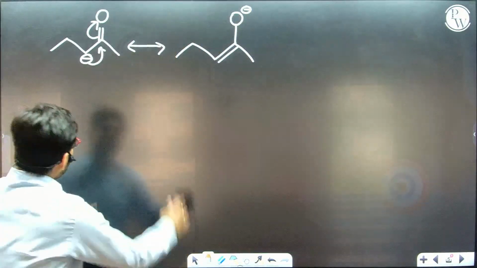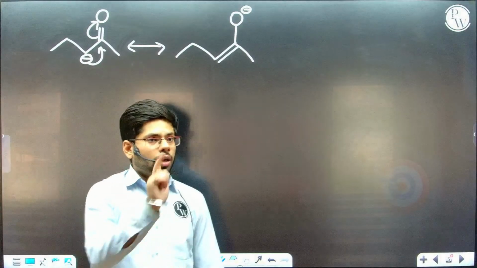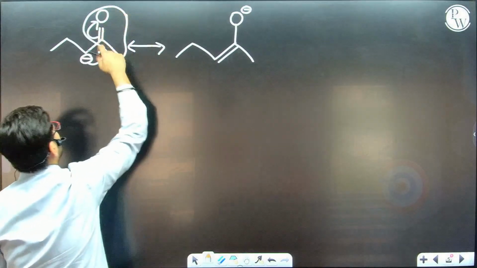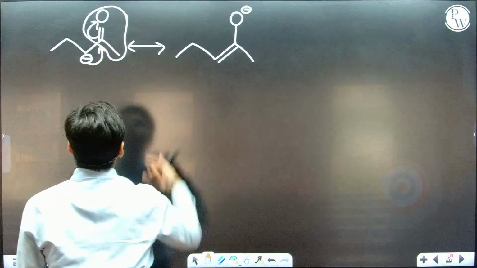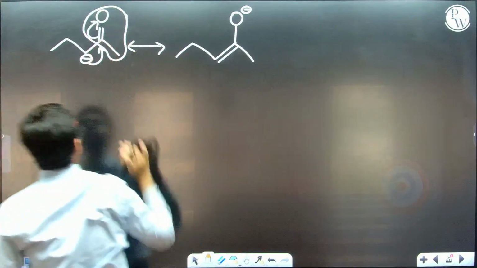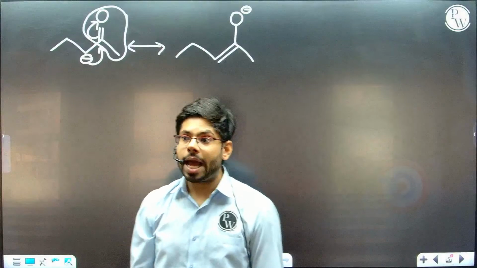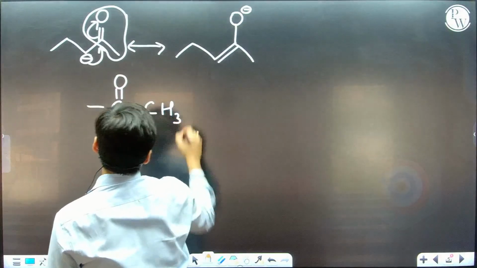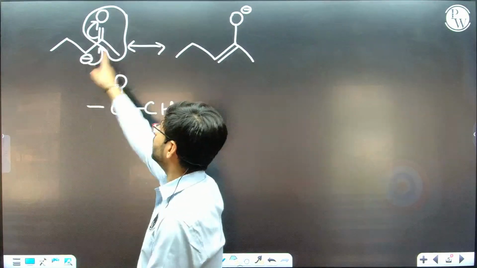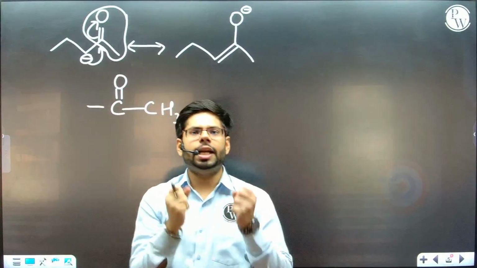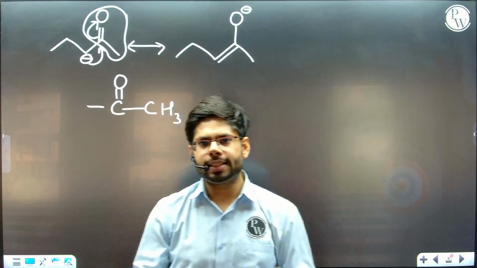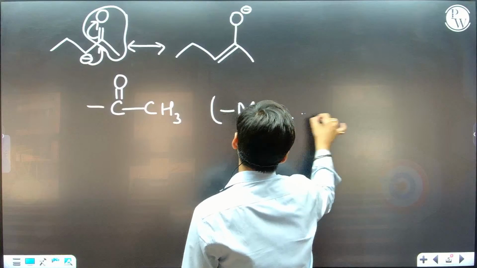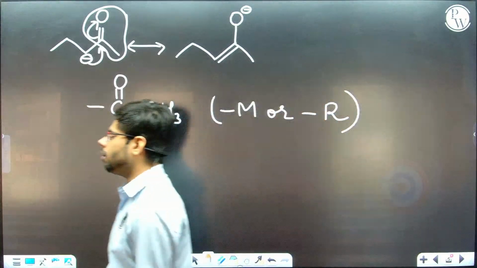From this, what do we conclude? We can say safely that if I'm talking about this functional group, that means a ketone, COCH3 here, right? It's a ketone. So I can say that COCH3 is showing minus M effect. Why? Because it is pulling the electrons towards itself during resonance, which means that it is showing minus M or minus R effect.